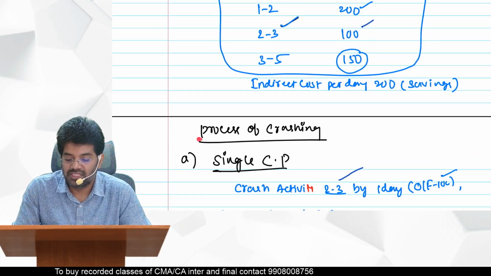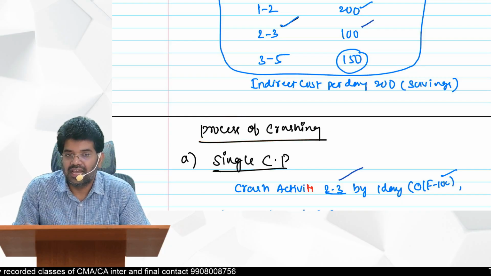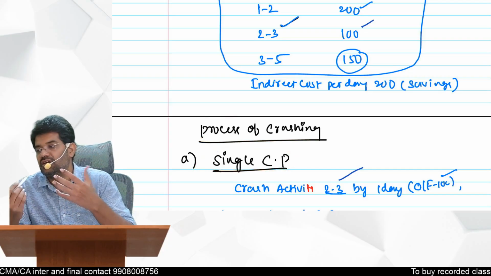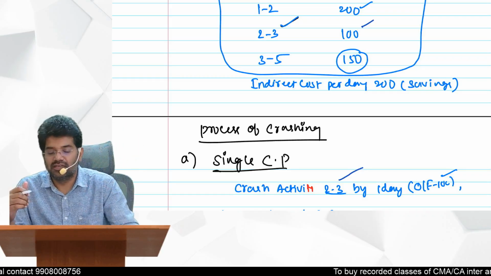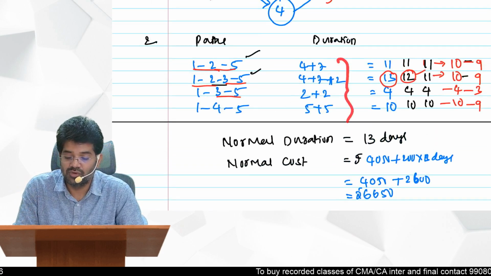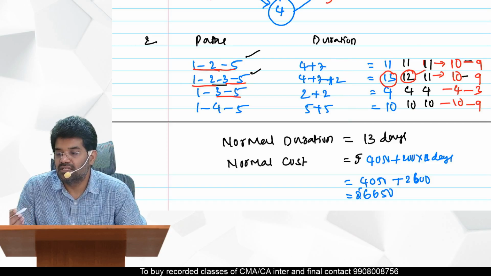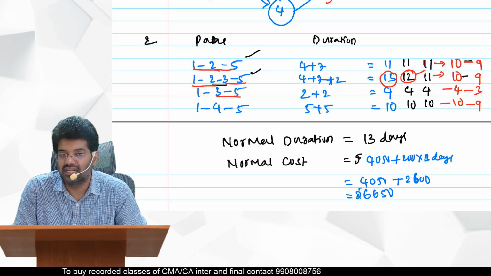So we will start the process of crashing now. Now we have only a single critical path. The crashing will be different for a single critical path and multiple critical paths. So here, of all the paths we have listed, only one is the critical path with 13 days. Multiple means if you have multiple paths having the same 13, then we will have multiple critical paths. Here we have only one single critical path.